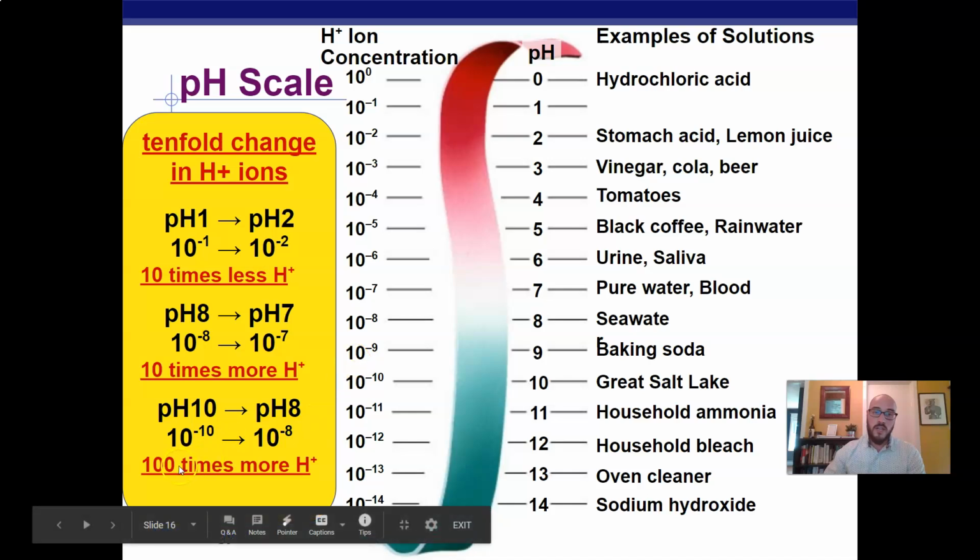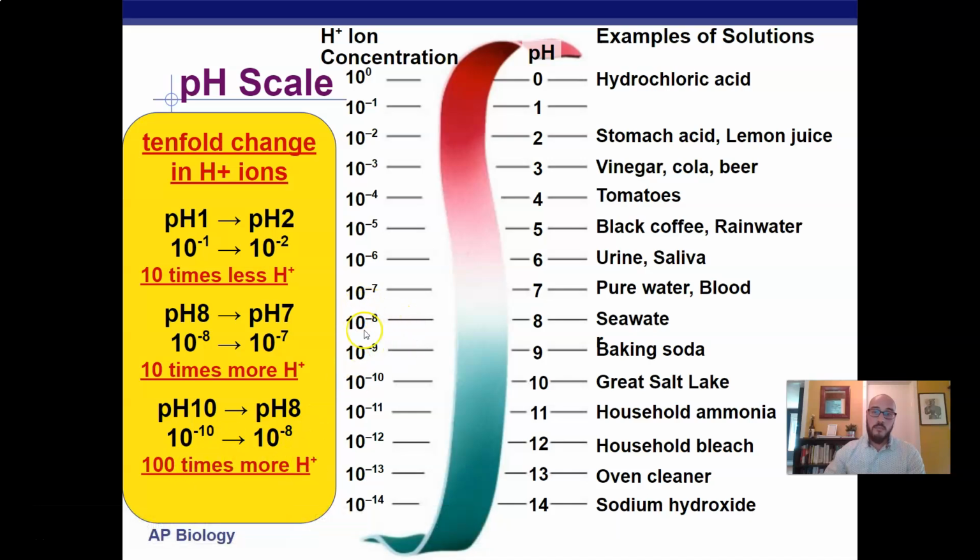So the reason we know there's 100 times more hydrogen ions in 8 versus 10 is that if there's a 10-fold increase here and a 10-fold increase here, you're actually doing 10 times 10, so there's a 100 times difference. So if you jump from 8 to 9 to 10 to 11, now you're doing 10 times 10, which is 100, times 10 again. It's a 1,000-fold increase. So this is a logarithmic scale. That means everything is increasing by 10-fold.